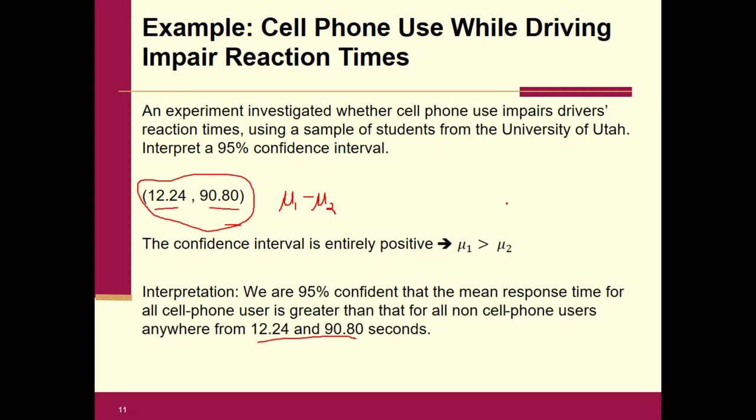Okay, and so the confidence interval is going to be consistent with the hypothesis test. It's going to tell us how much of a difference there is. Okay, so we think there's a difference between 12.24 and 90.8. Okay, so there's our first example. Let's go through a second example.